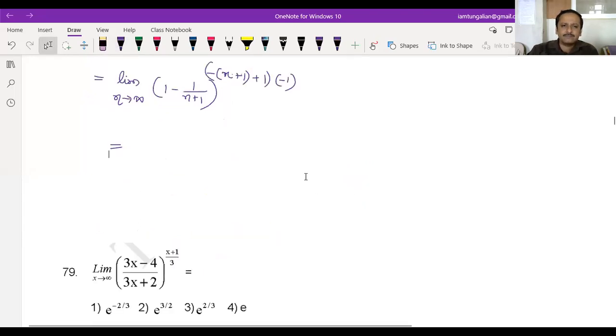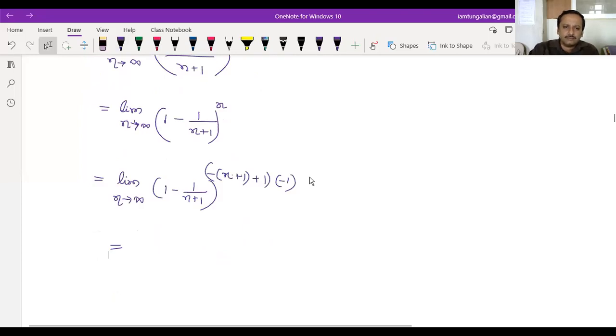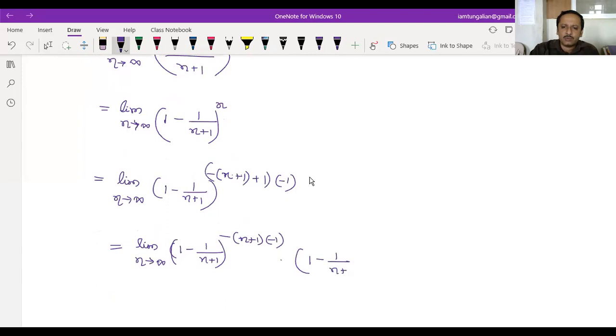It is equal to limit n tends to infinity, (1 minus 1 by n plus 1) whole power minus of n plus 1 into minus 1, into (1 minus 1 by n plus 1) whole power minus 1. It is like x to the power m plus n, which can be written as x to the power m into x to the power n. So here I have written n as minus of n plus 1 into minus 1, then plus 1 into minus 1.